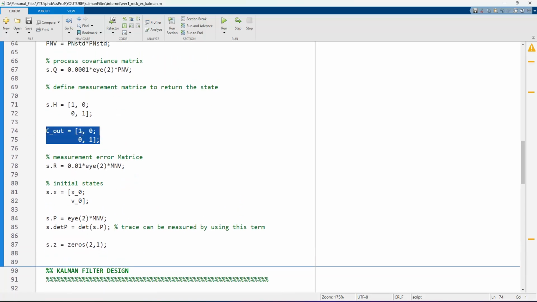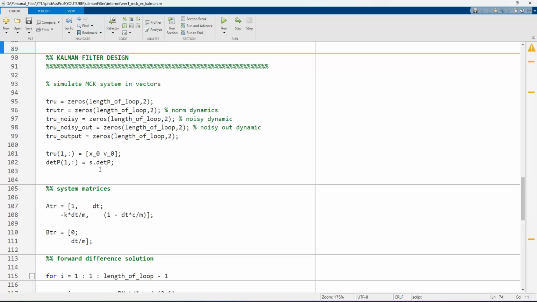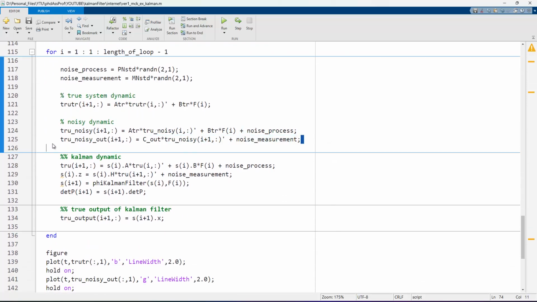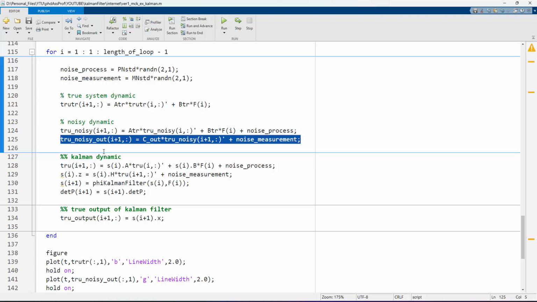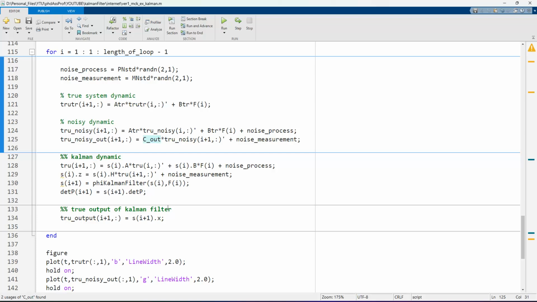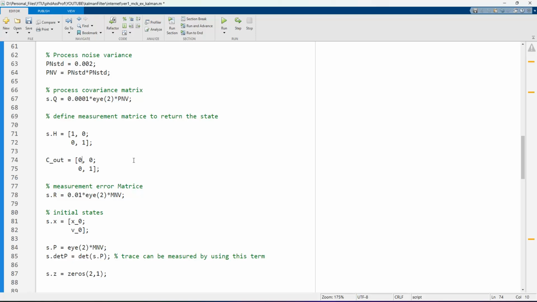So what about this one? The Cout is the measurement matrix implementation. See that? This is the Cout. So the true noise output is utilized in this domain. But if we assign the Cout, for example, 0, which means that we don't have any position data in our signal, how does the Kalman filter behave?